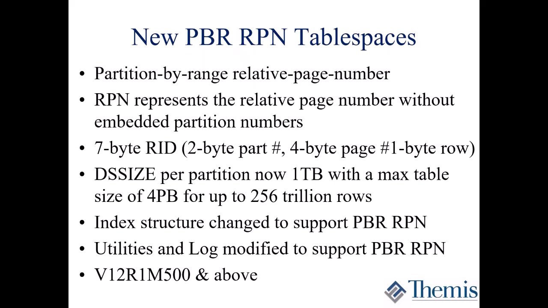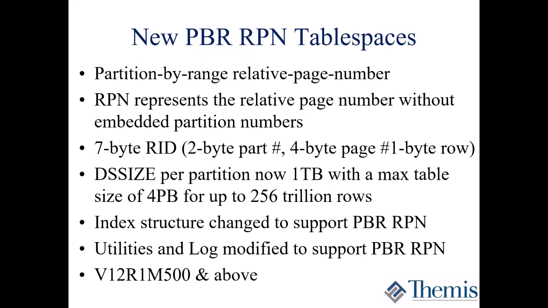Clearly, the indexes are going to have to change, right? So a RID, if you're using relative page numbering, now has to have a 2-byte part number attached to it, right? So a partition number has to be glued on to the beginning of the RID so that we know which partition we're talking about. So when you're using relative page numbering, part of the price you pay is 2 bytes extra in the RID.